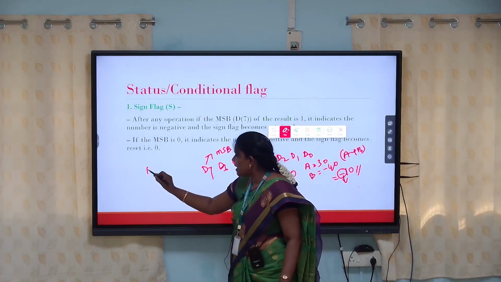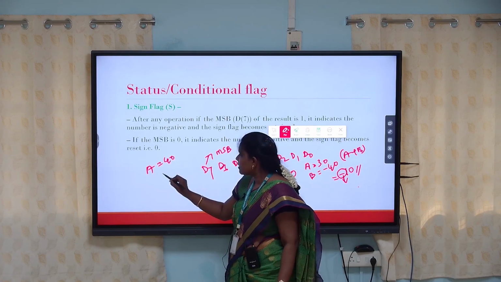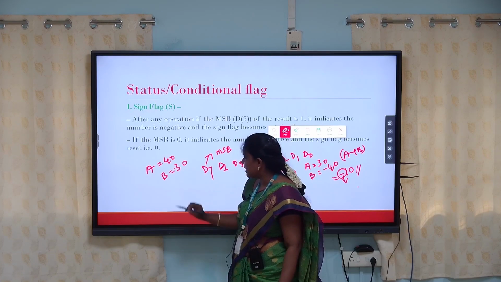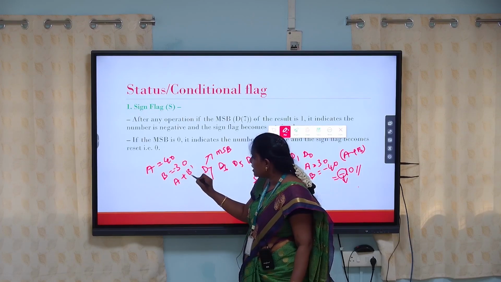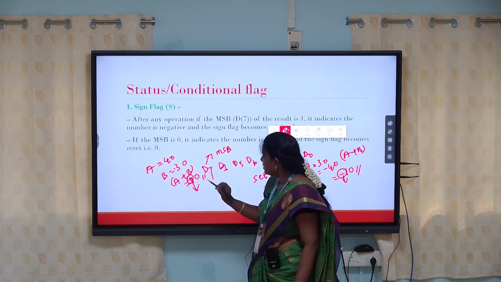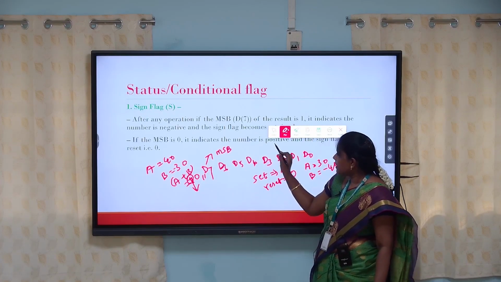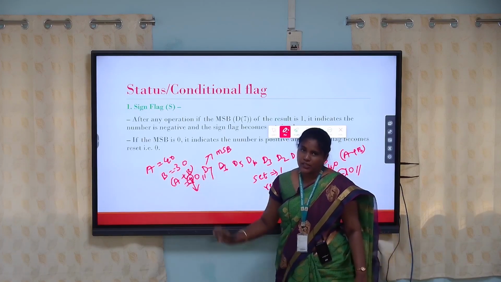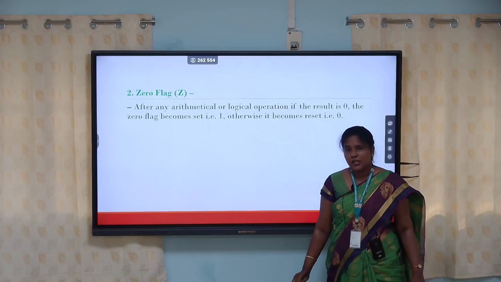Let's see another example. When A is equal to 40 and B is equal to minus 30, if you are doing the same operation A plus B, the result will be 10. So here when we get the number as positive, then the sign flag becomes 0. So let's see the next flag, that is the zero flag.